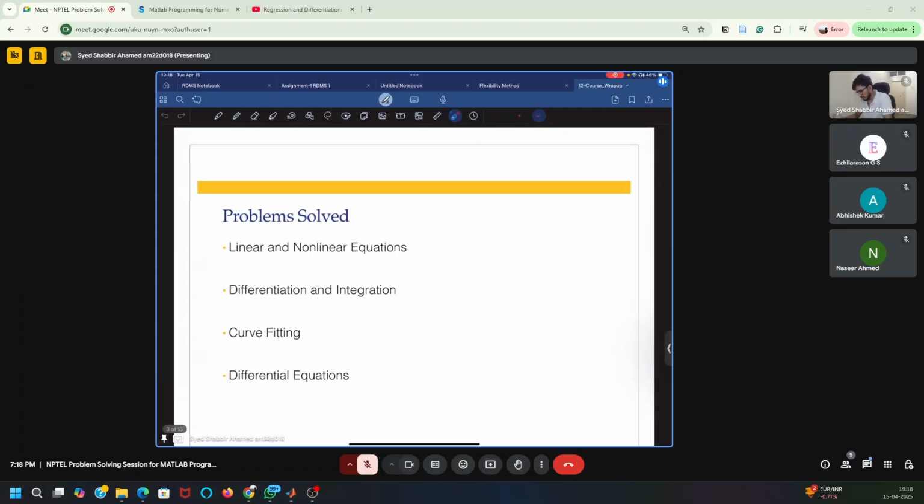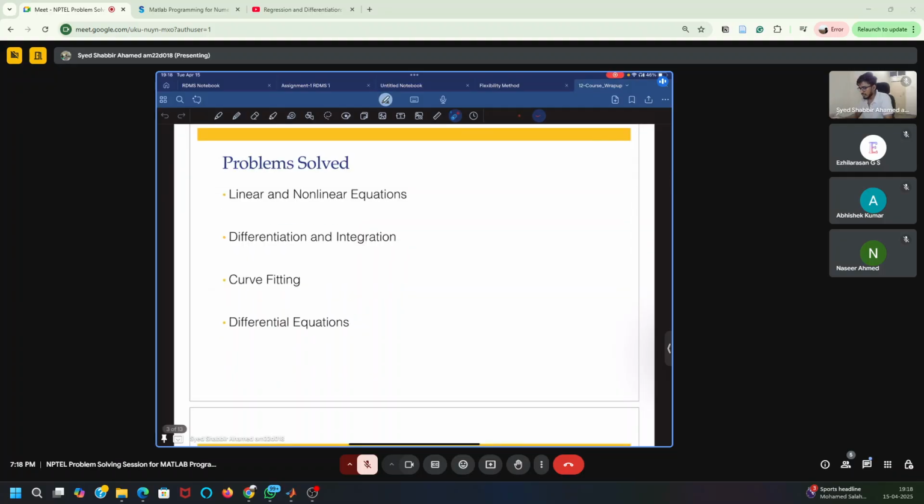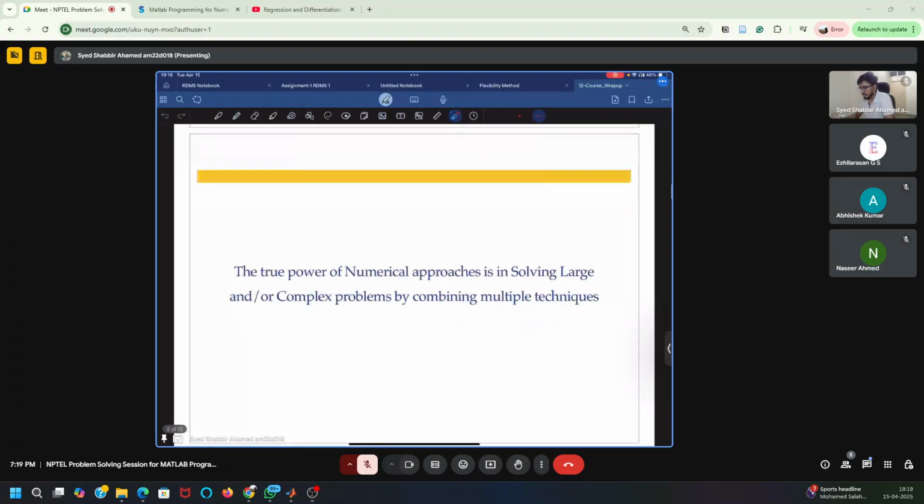Then we also learned about curve fitting, like we learned regression and also interpolation. And then we learned about differential equations. How do we solve an ordinary differential equation? How do we solve an ordinary differential equation initial value problem? And how do we solve a boundary value problem? All these things we learned.